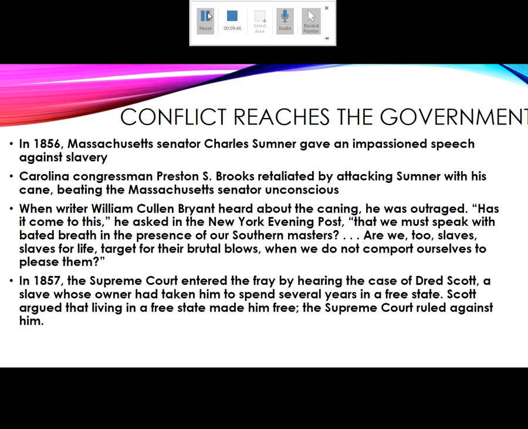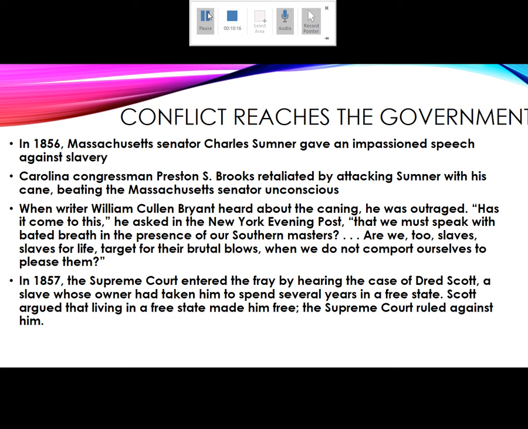After it was put in the newspapers that Brooks almost beat Sumner to death, the poet William Cullen Bryant said, "Has it come to this, that we must speak with bated breath in the presence of our Southern masters? Are we too slaves, slaves for life, target for their brutal blows, when we do not comport ourselves to please them?" This is a test question.